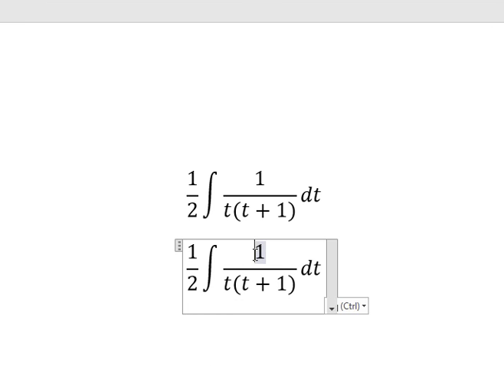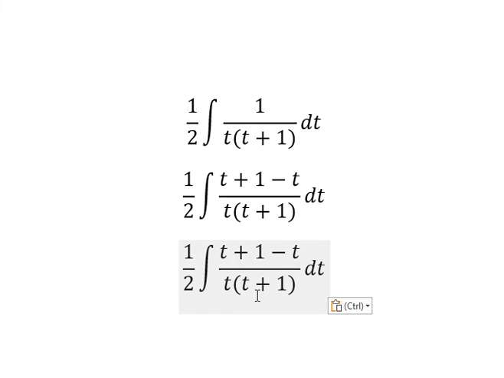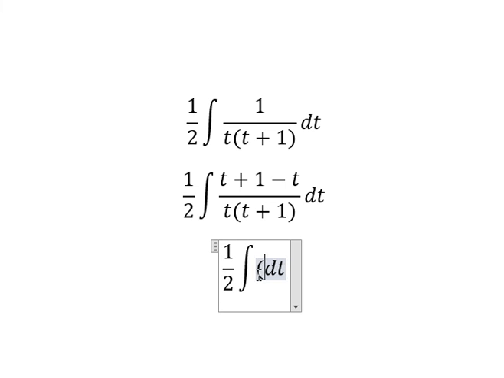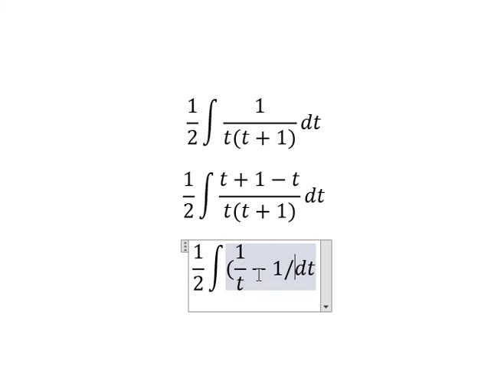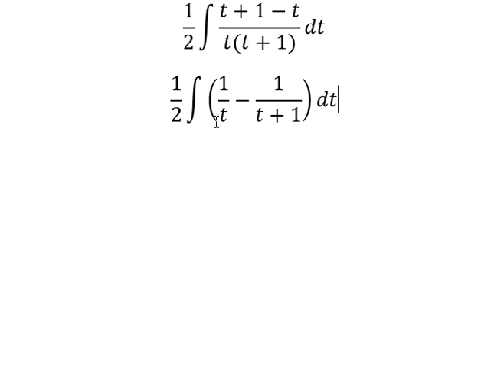So we need to add t in here. Later that we need to minus t. So t plus 1 divided by t plus 1, we have number 1. T divided by t, we have t plus 1. And now we have the final answer.